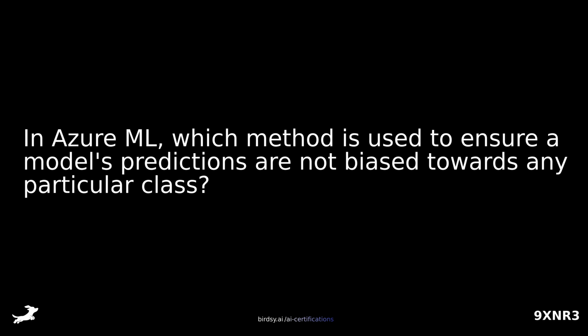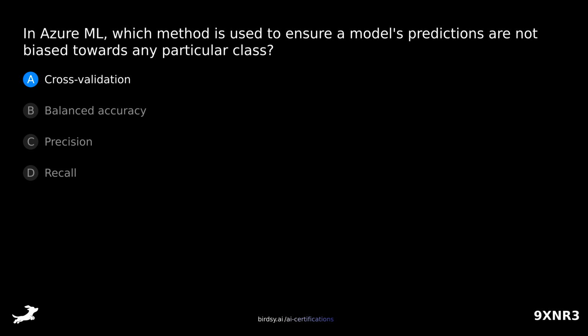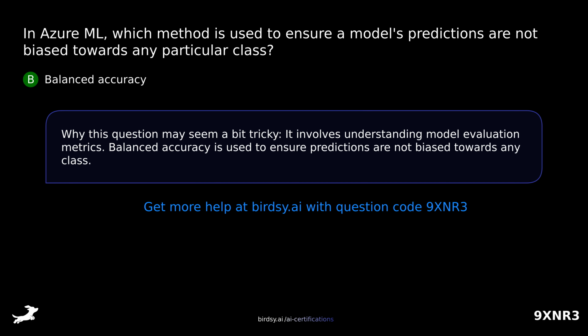In Azure ML, which method is used to ensure a model's predictions are not biased towards any particular class? Is it A, cross-validation? B, balanced accuracy? C, precision? Or D, recall? The answer is B, balanced accuracy. Why this question may seem a bit tricky. It involves understanding model evaluation metrics. Balanced accuracy is used to ensure predictions are not biased towards any class.